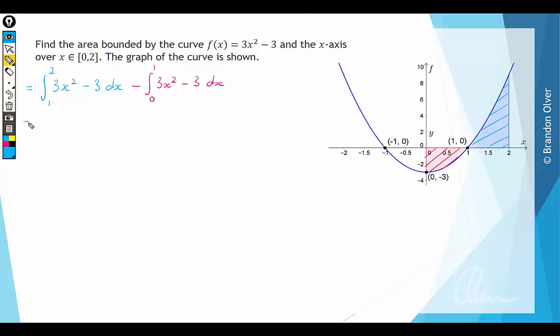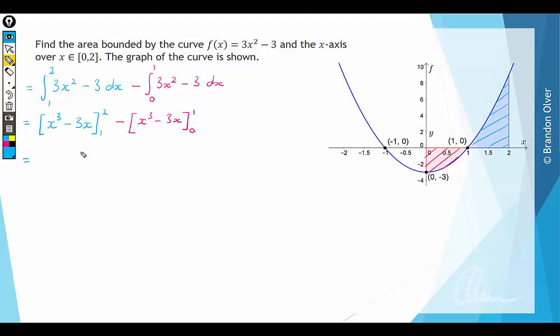Our function has an antiderivative of 3x squared, and we add 1 to the power and divide by the new power, which just leaves x cubed. And then whenever we've got the constant, so minus 3, we reintroduce the variable, so we have minus 3x, and we're going to evaluate that between 1 and 2. And then we do the same thing for our area that's under the curve, so we subtract away the antiderivative, which was x cubed minus 3x, evaluated between its terminals, which was 0 and 1.